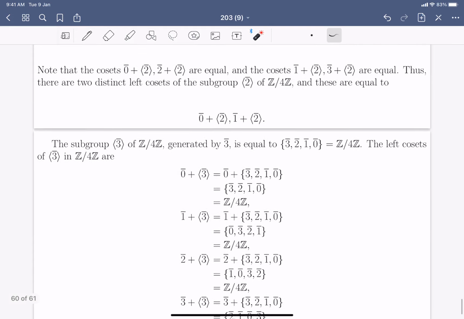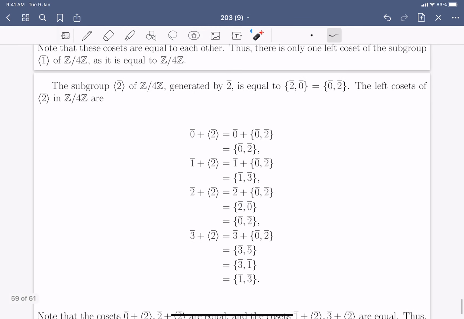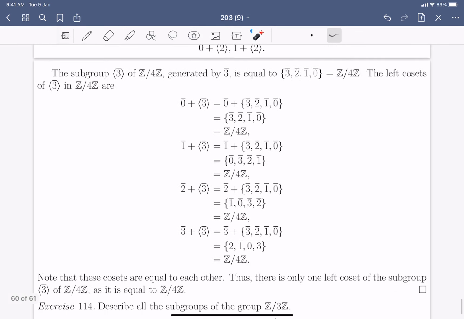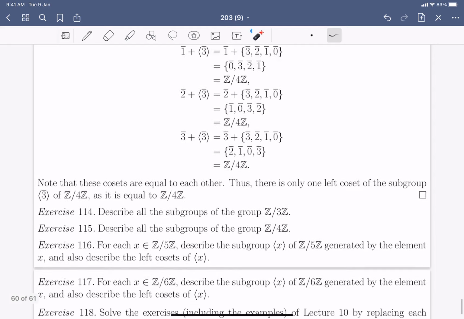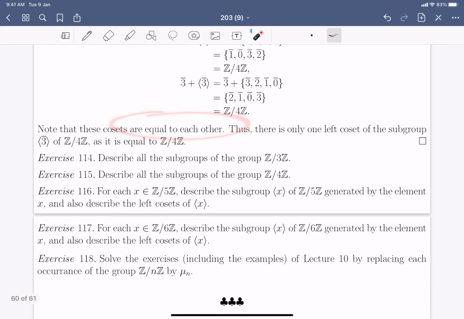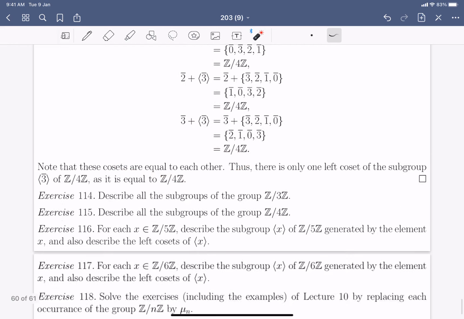Here you will see that there are exactly two distinct left cosets. And if you look at the subgroup of Z mod 4Z generated by the element 3 bar, then you will end up getting the full group Z mod 4Z, and there will be exactly one left coset. Similar.